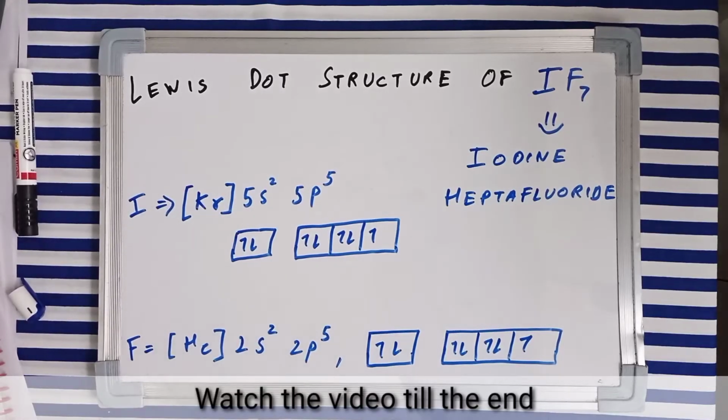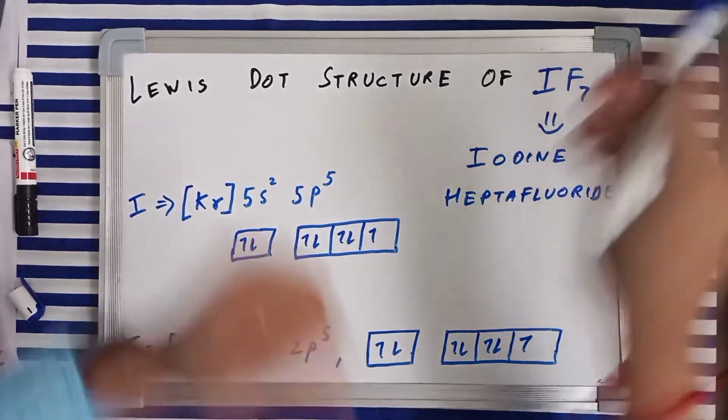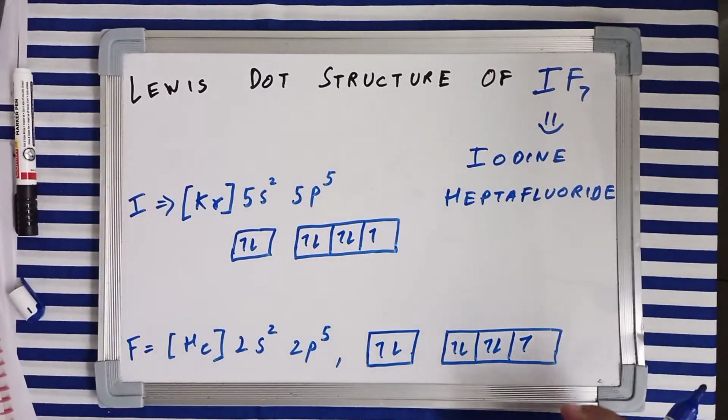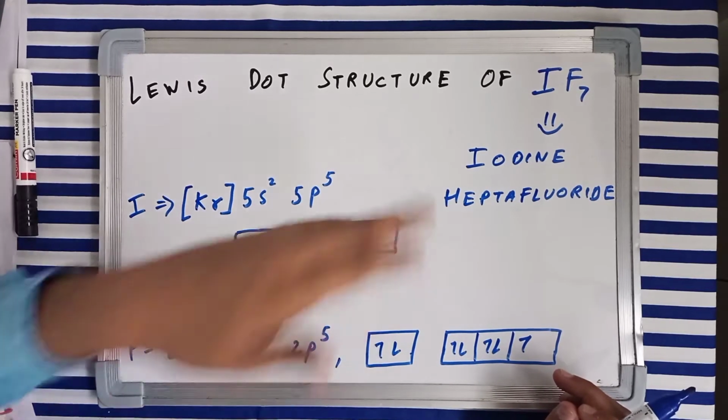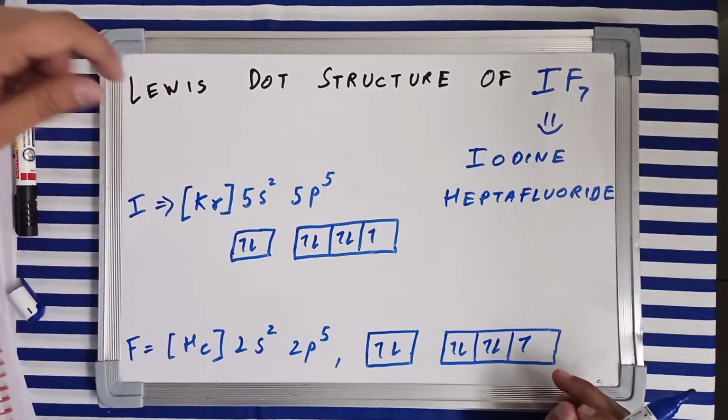Welcome everyone. Today we'll be talking about the Lewis dot structure of iodine heptafluoride. Now it involves two elements, iodine and fluorine respectively. And prior to drawing the structure of iodine heptafluoride, we need to find out the valence electrons of the different atoms present in this molecule, which are iodine and fluorine.